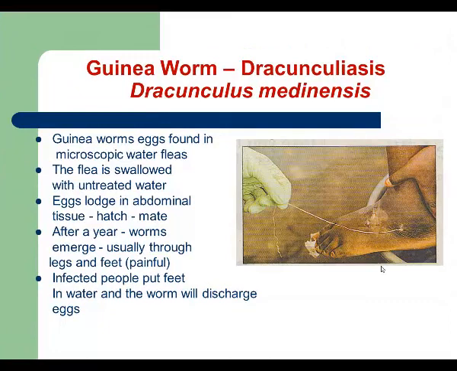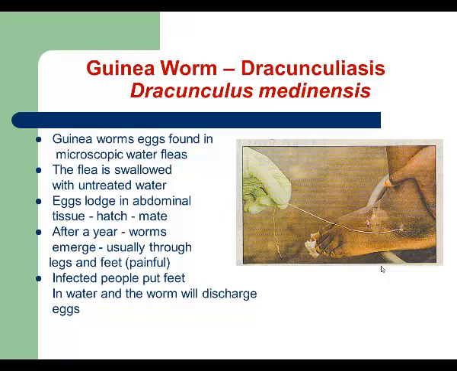Alright, the next infection is a helminthic infection. It means we're going to talk about worms. We're going to talk about Guinea worm. It causes Dracunculiasis. Infection can be seen in Africa, Ghana, for example. The source of infection will be contaminated water.